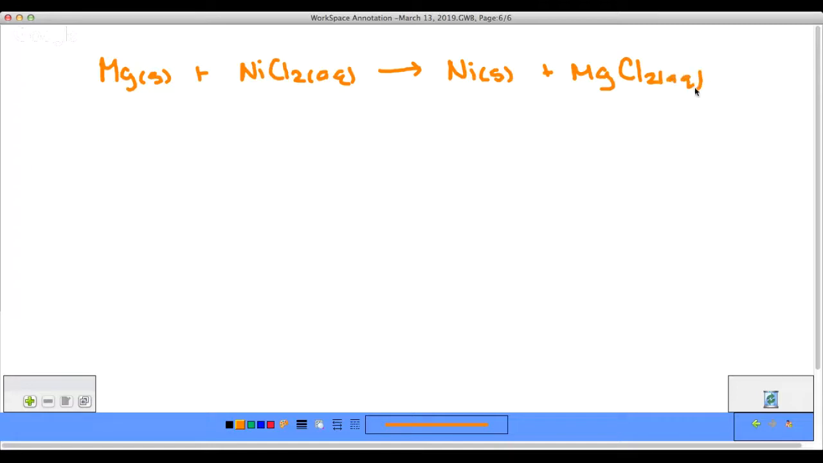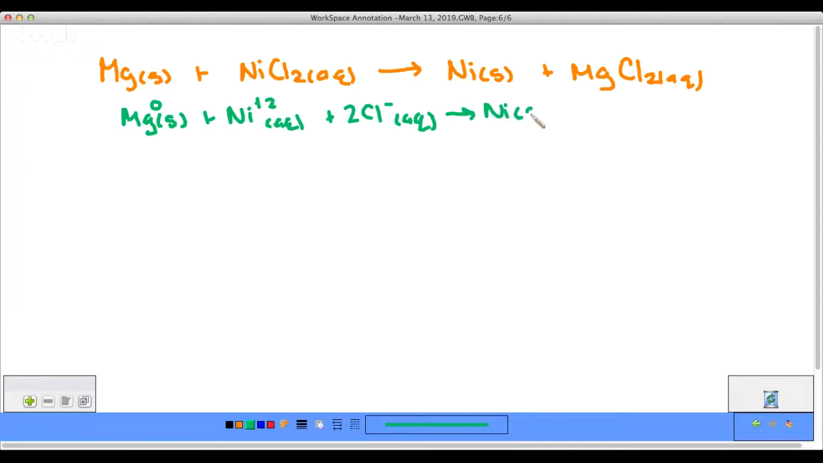And this is aqueous. So if we write out our net ionic equation for this one, we're going to have magnesium solid, which has a 0 charge. We're going to have nickel, which has a +2 charge, and 2 chlorine, which is aqueous. And then we're going to have nickel solid, which is a 0 charge. We're going to have some magnesium, which is a 2+ charge. Now that's aqueous. And then we're going to have 2 chlorine, which is a negative charge, and that's aqueous. So what ends up happening is chlorine ends up canceling out.